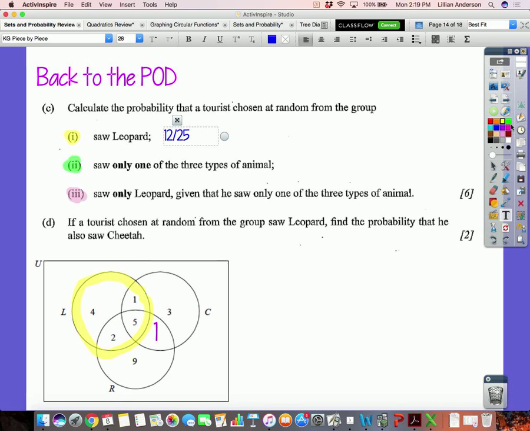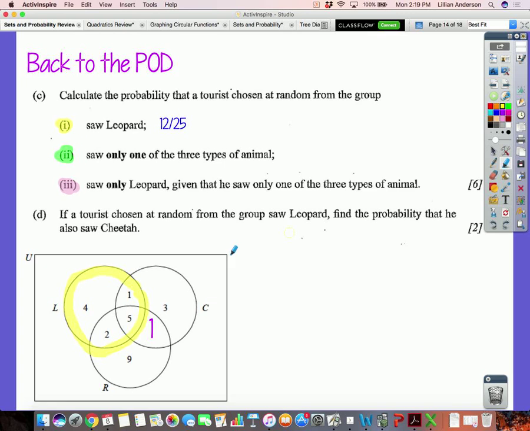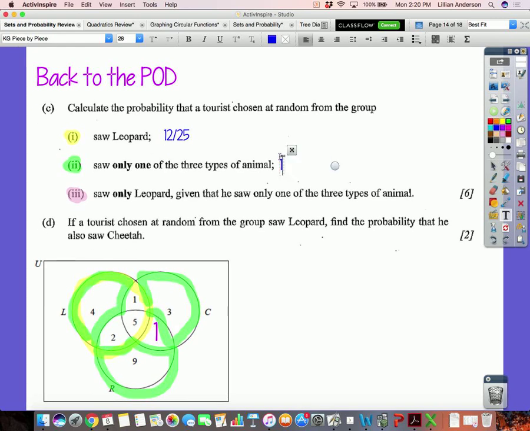Now what if they only saw only one type of these 3 animals? How'd you get 16? 4, 9, and 3. So basically we're looking at this piece, and the bottom piece because it says only. So you were only looking at those there. So you add them all up, and you said it was 16? 16 out of 25. Very good.